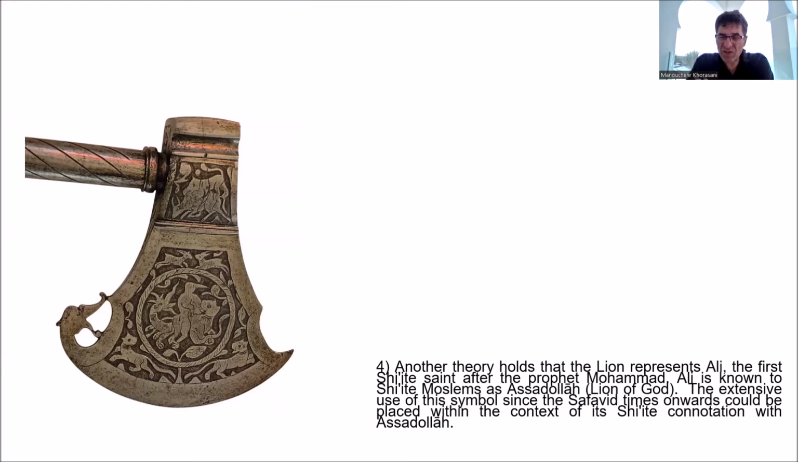Ali is known to Shiite Muslims as Asadullah, Lion of God. This is the first Imam. The extensive use of this symbol since the Safavid times onwards could be placed within the context of its Shiite connotation with Asadullah.